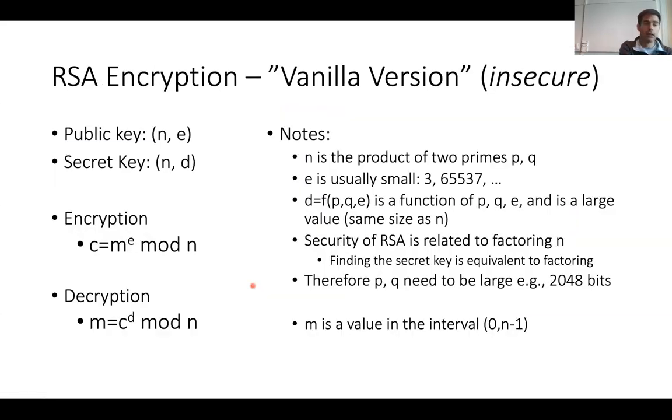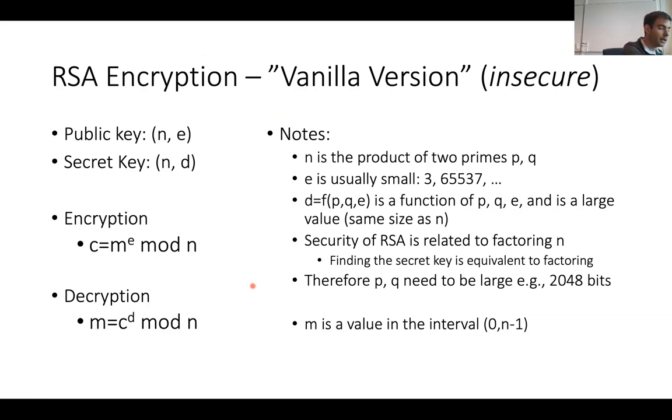So that was a long introduction to public key encryption. And now let's see the first example, and the main example, of a public key encryption scheme, which we will look at in these lectures. This encryption scheme is called RSA, from the names of its inventors, Rivest, Shamir, and Adleman. This is a scheme from the late 70s, and this is the first public key encryption scheme.